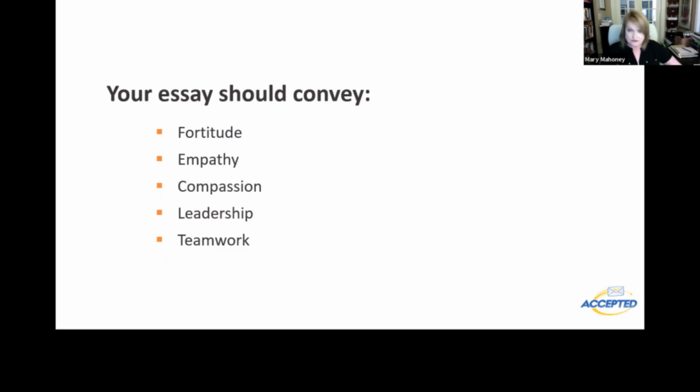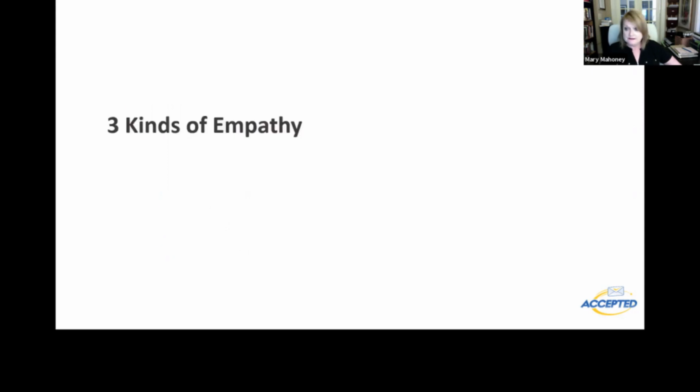Here are the three kinds of empathy. 1, cognitive empathy. Cognitive empathy is simply knowing how the other person feels and what they might be thinking. This is sometimes called perspective taking. This is the story of imagining being in someone else's shoes. This is the story that demonstrates your ability to see your patients through their own lens, not yours.